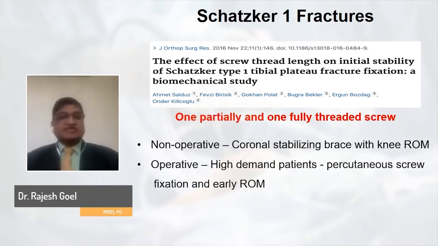In the operative cases, if the patient is young or a high demand patient, then you can go for percutaneous fixation and early range of movement exercises. One partially and one fully threaded screw is sufficient in such cases. But if the bone stock is poor, then you should go for plating.